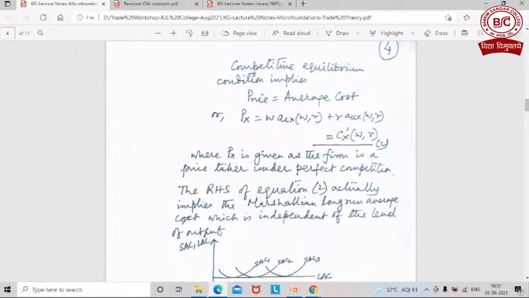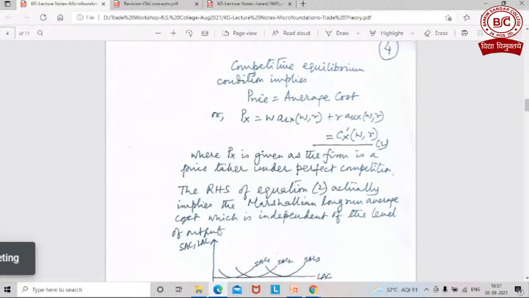Sir, can you tell it again? I can't understand. Who are the owners of the firms? The capitalists? Yes, sir. What is their earning? Capital income? Yes, the rent. What is the capital income here? R into AKX? Yes, sir.